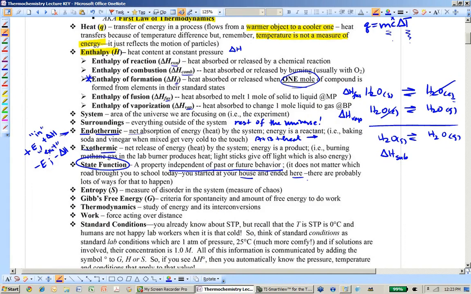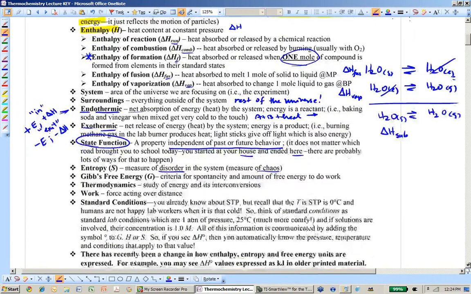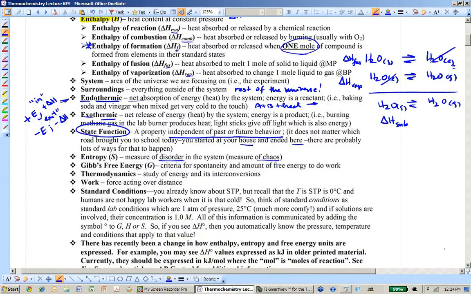It doesn't matter how much you spent, put back in, took out, gave away, borrowed against, gave someone money, whatever you did, it's how much you started with and how much you ended with that matters. That's a state function. Entropy is a measure of disorder in a system, the measure of chaos. That's going to be a big thing we talk about in the next set of lecture notes that we cover, the thermodynamic portion, along with delta G.